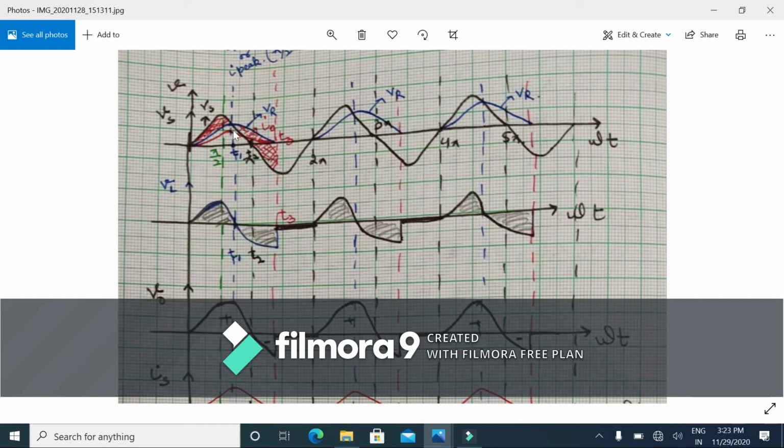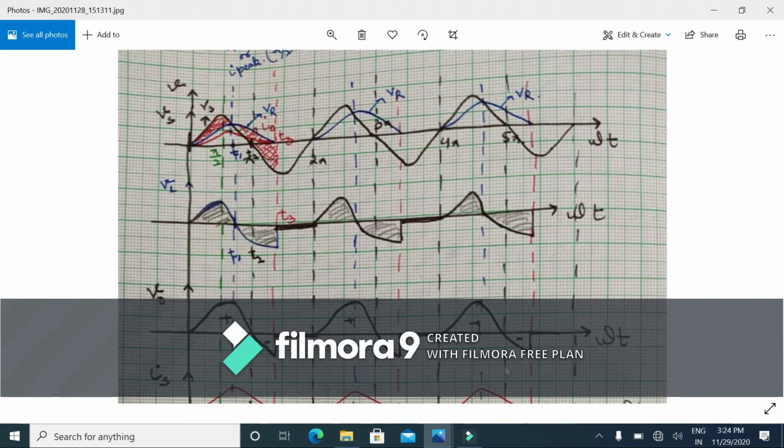And this peak at T1 is the point where our VL is equal to 0, where the peak of the inductive current lies. Individually, I can represent that VL by this, the energy stored by the inductor, and this, the energy released by the inductor. Over all three cycles, this is the energy stored, this is the energy released, this is the energy stored, this is the energy released.